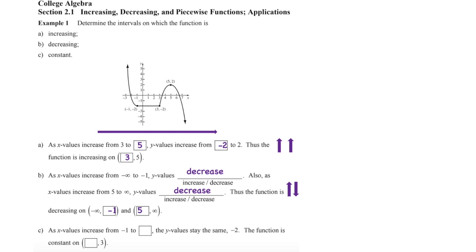And where is our function constant? As our x values increase from -1 to 3, our y values are remaining the same. So as our x values are increasing, our y values are remaining the same. So we are constant from -1 to 3. Notice that when I'm writing these intervals, I'm considerate about the x values that I'm placing on increasing, decreasing, and constant.